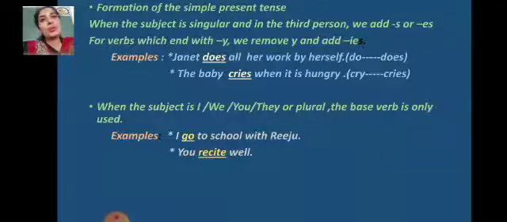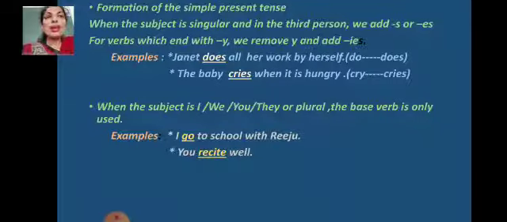Let's see what's in the next one. Formation of the simple present tense. How can we form the simple present tense, or you may say the rule of the simple present tense? When the subject is singular and in the third person. What do you mean by third person? He, she, it. Okay? And singular. And if we talk about plural, that is they.